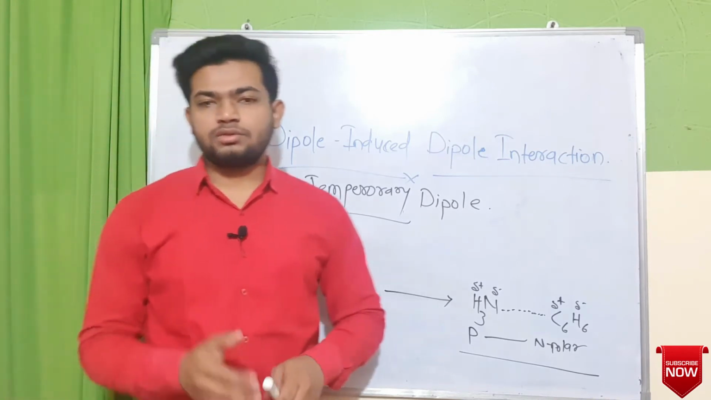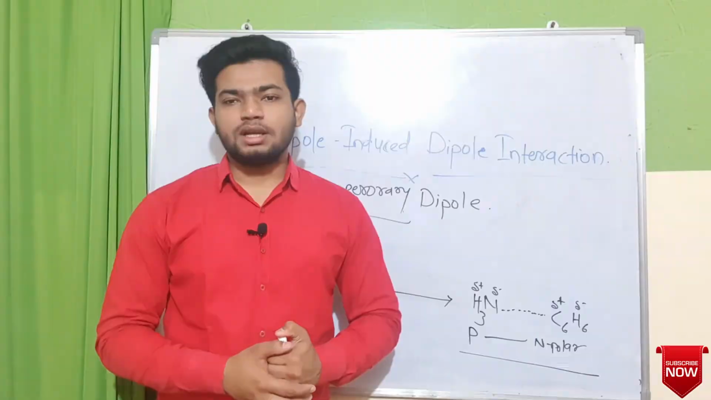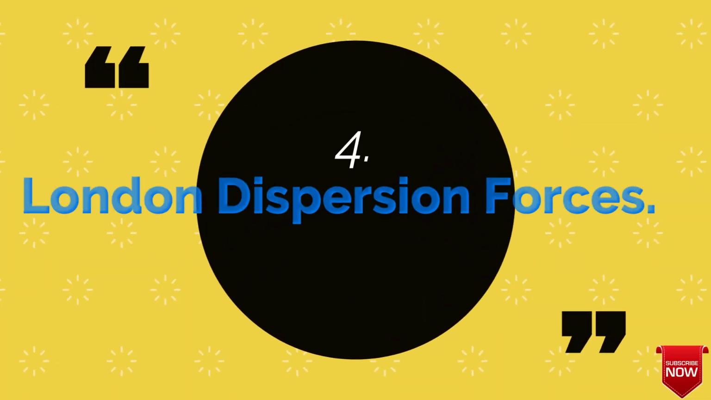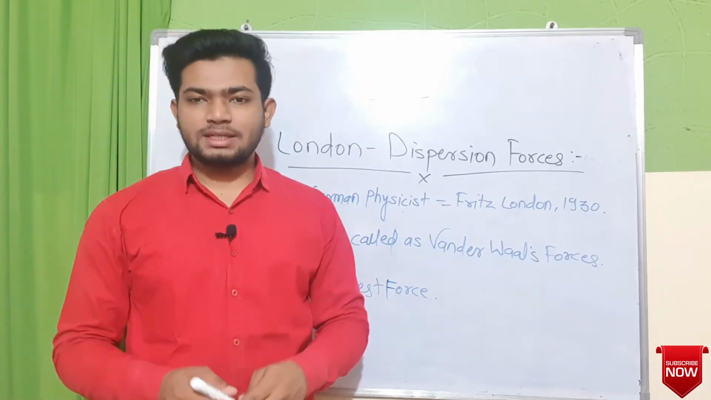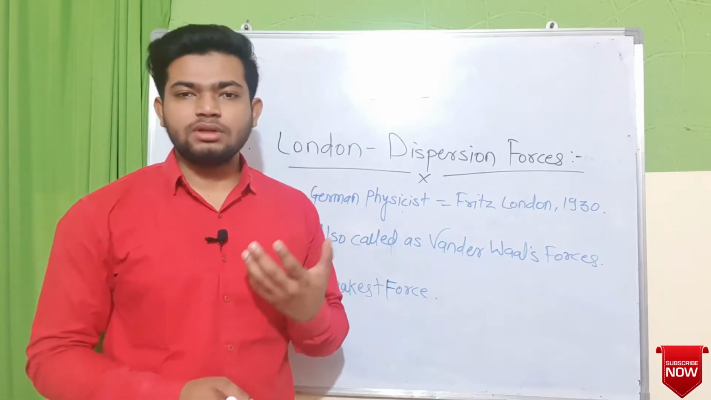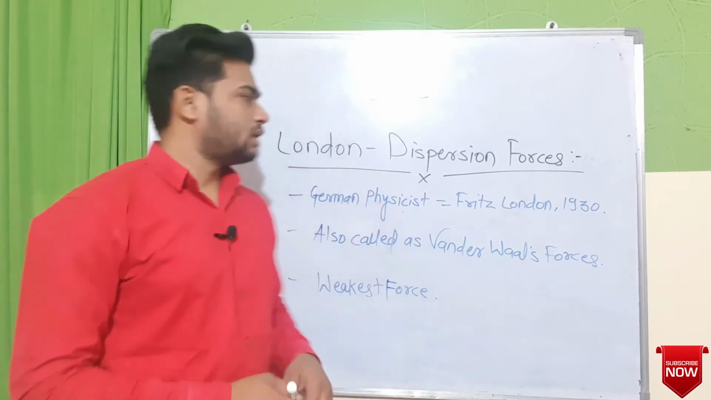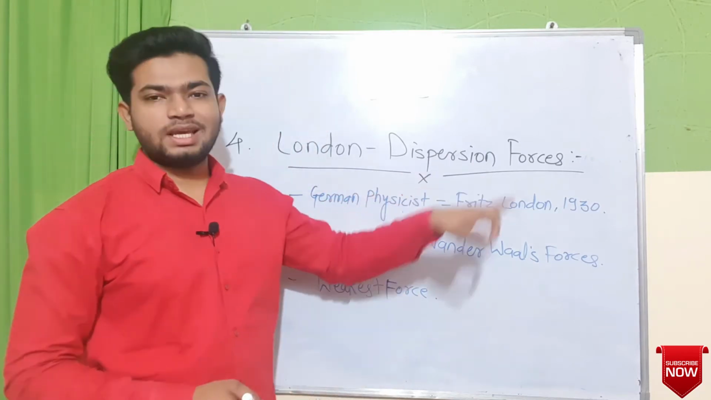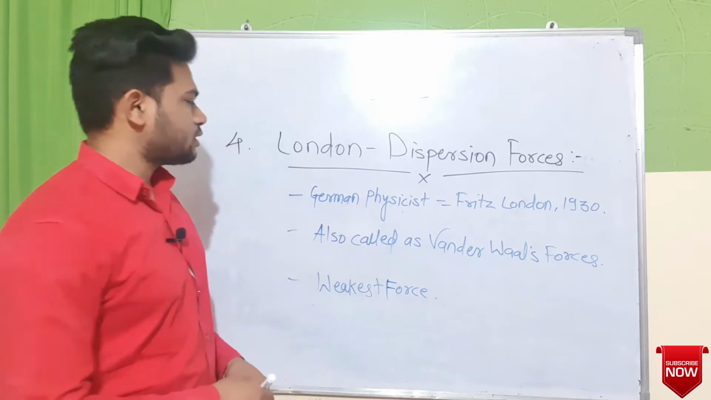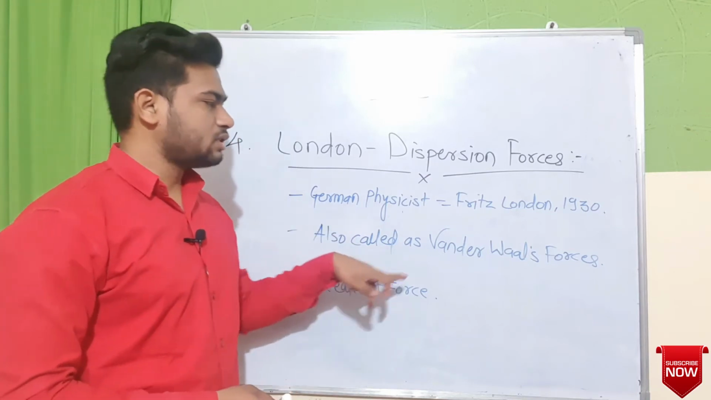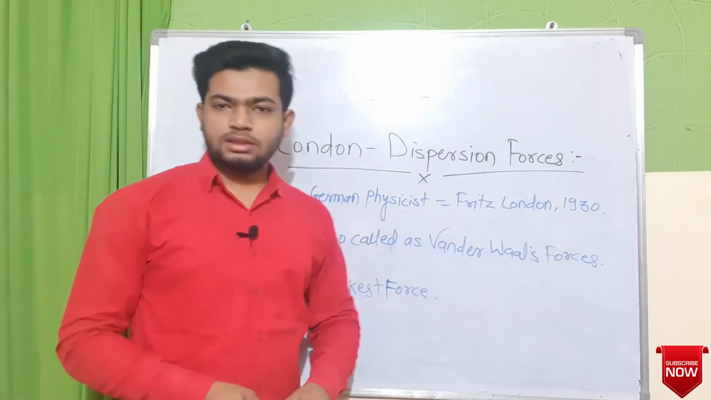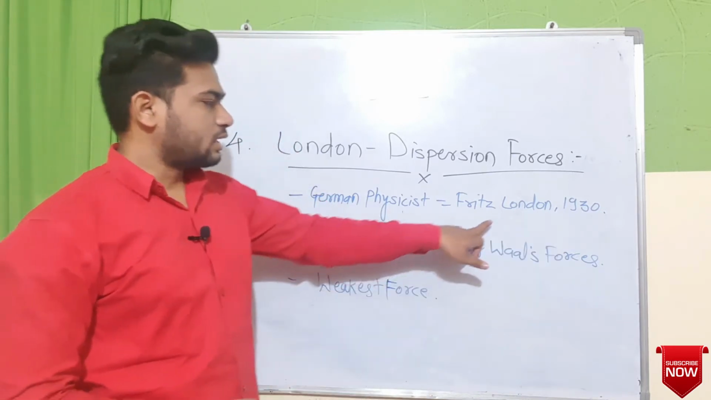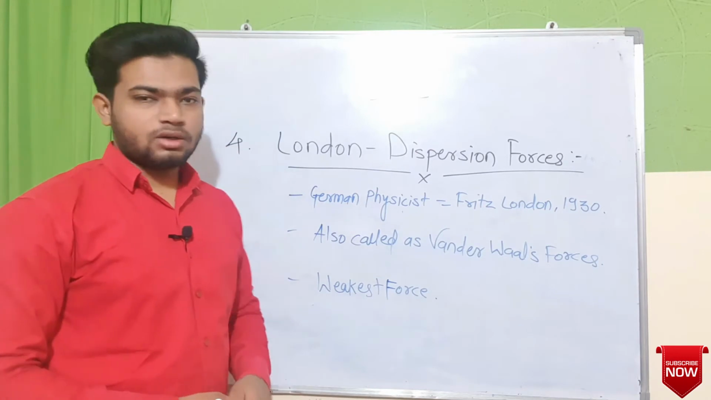Now we will continue for the fourth type of interaction, that is London forces. Now the London dispersion forces. These forces exist in the non-polar molecules or noble gas elements. Okay, in noble gases or non-polar molecules, the London dispersion forces exist. Now this force was first of all put forth by German physicist Fritz London in 1930. Okay, in 1930 this scientist Fritz London first coined it.